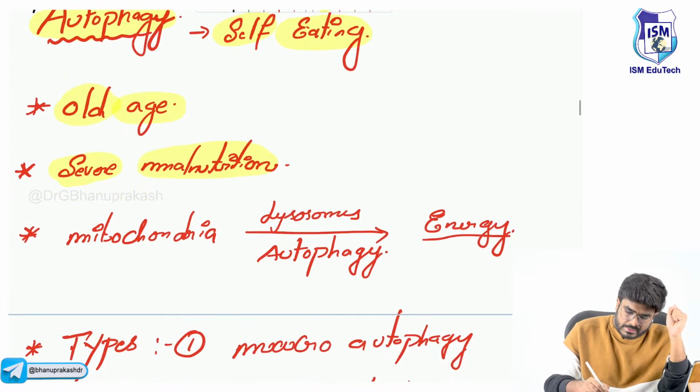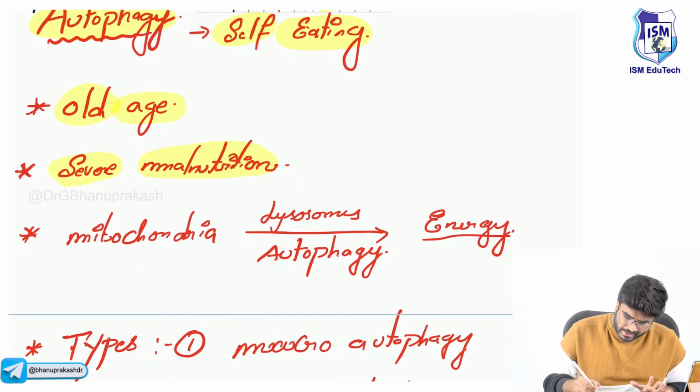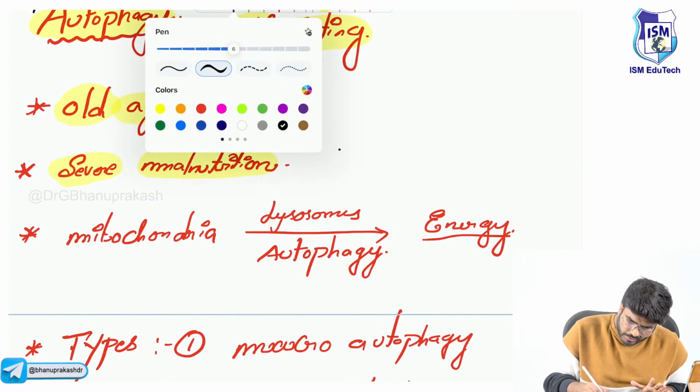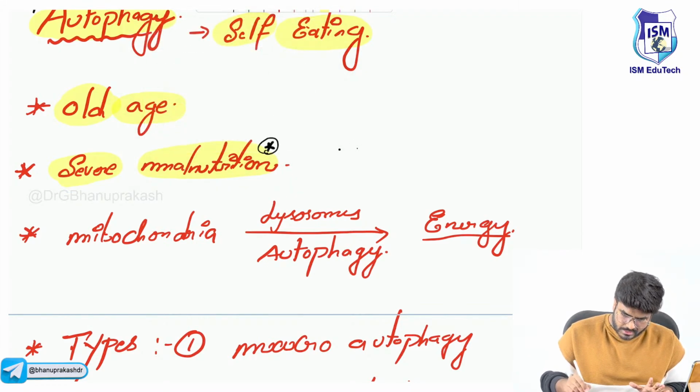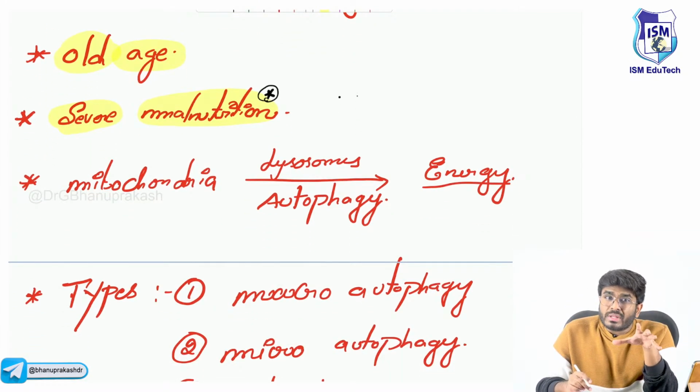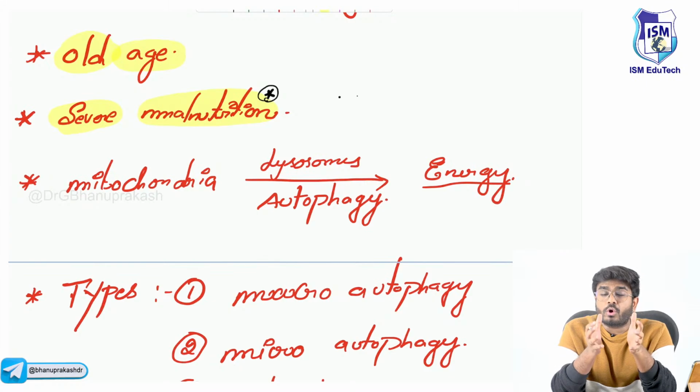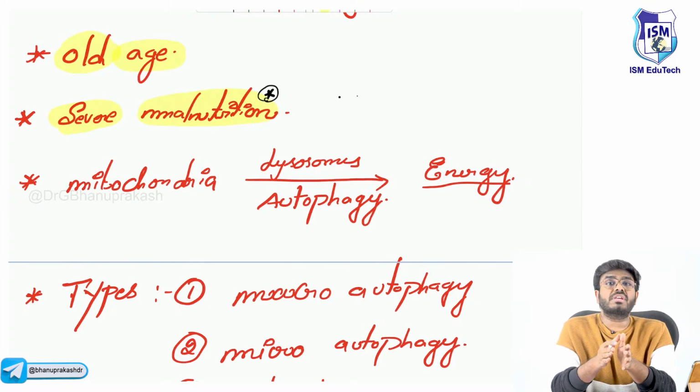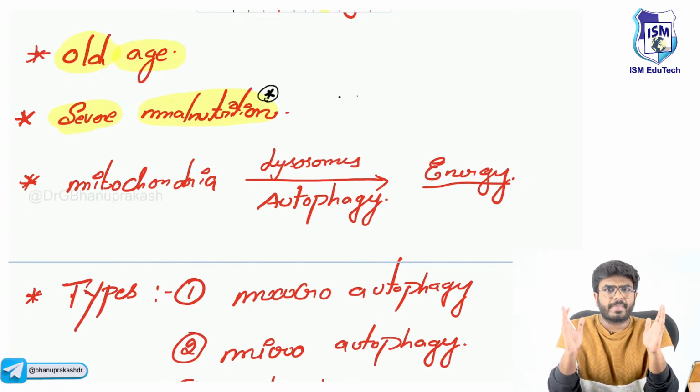Let me give you an example. Now when you are having severe malnutrition, look, during this condition, the mitochondria, especially the inner mitochondrial membrane, has lots and lots of important proteins which are involved in oxidative phosphorylation. In physiology also, I taught you that the inner mitochondrial membrane has the highest concentration of proteins in the cell.